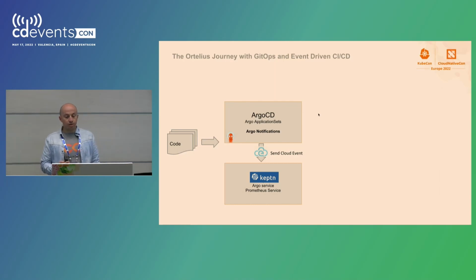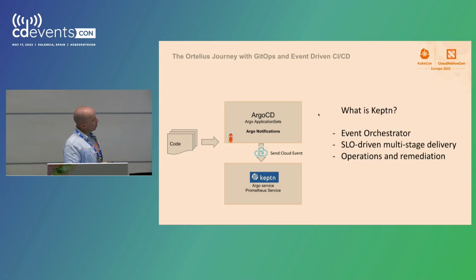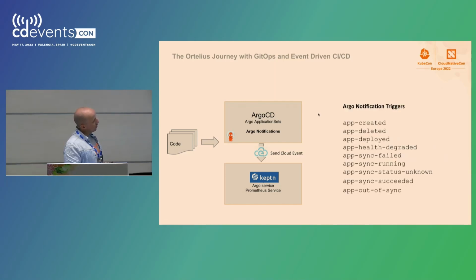What Argo Notifications will do is it will let you act on sync. I'll show you soon here. It will have something called triggers, so you can have a trigger on app created, app deleted, etc.